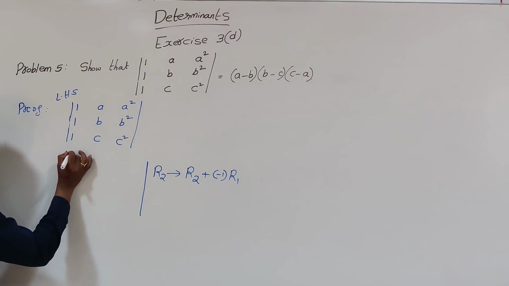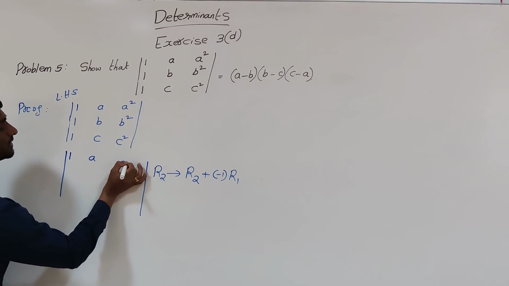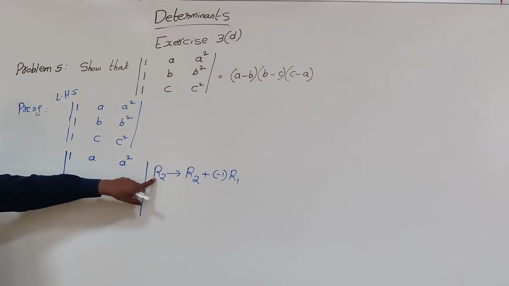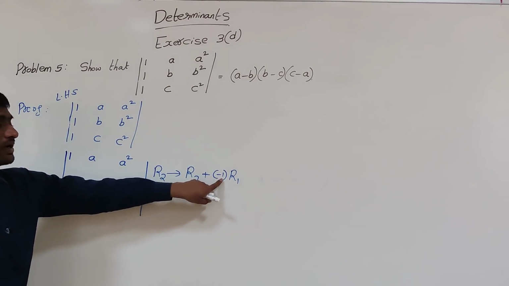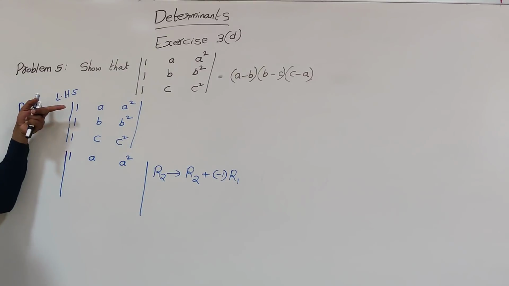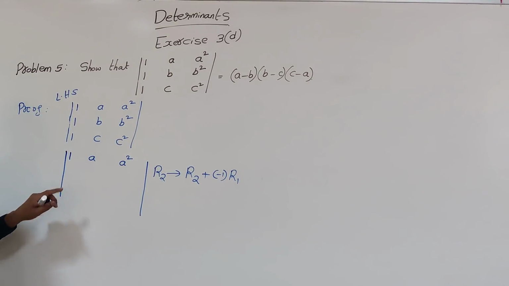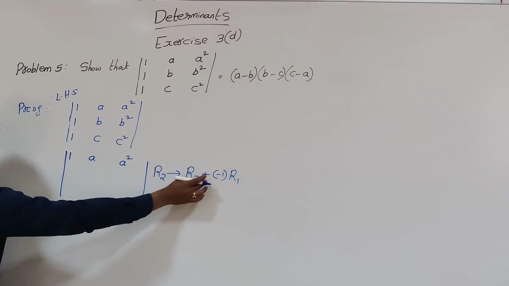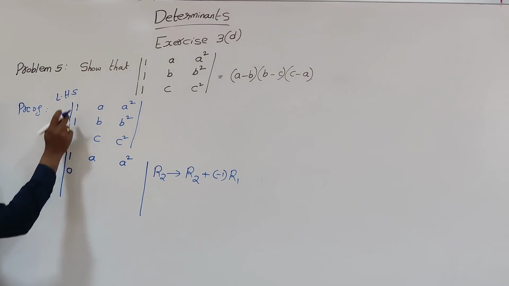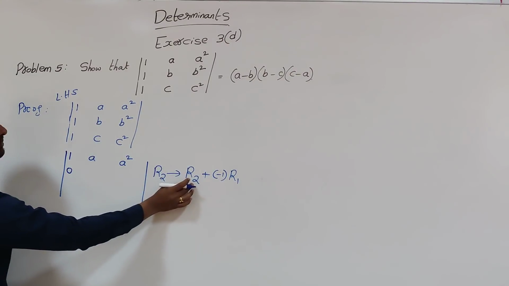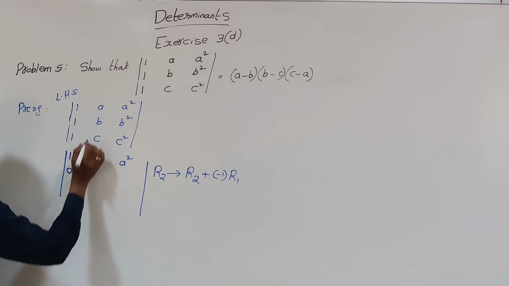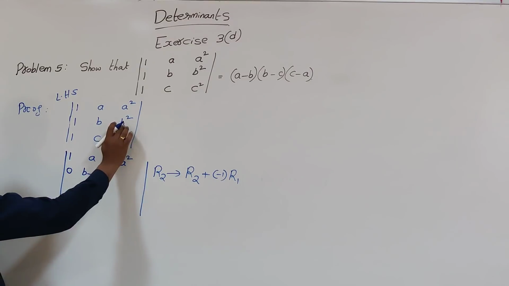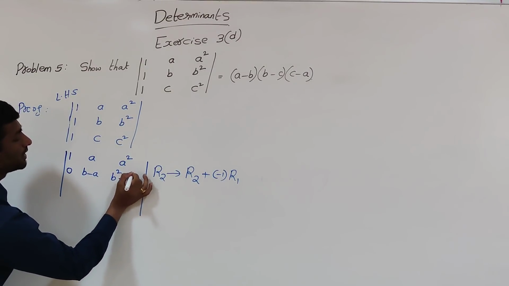So the elements of row 1 will be as this: 1, a, a square. Now elements of row 2 will be changed. The elements of row 2 are added with minus 1 times the corresponding elements of row 1. Then the determinant of this and the determinant of this matrix doesn't change. So 1 plus minus 1 times 1, it will be 0. Next, b, element of row 2 will be b plus minus 1 times a, so b minus a. Next, b square minus a square.